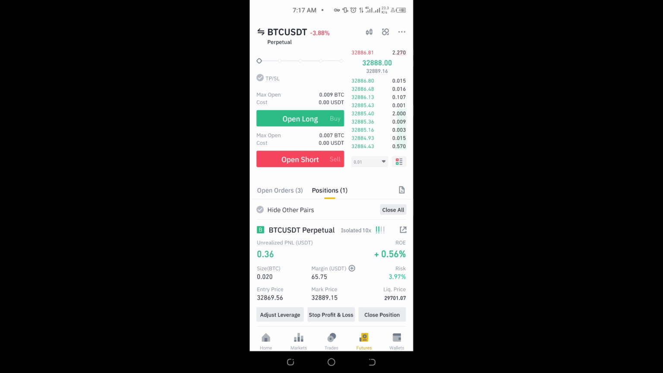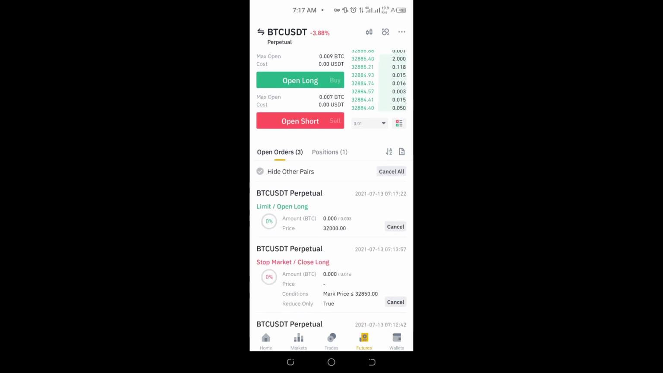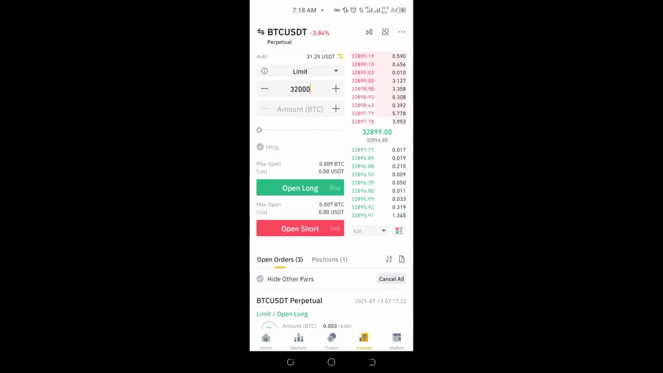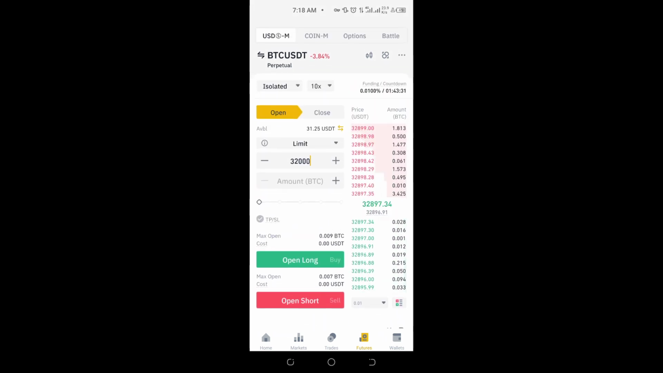Check it on open trades. So that is it. Limit, open long. So at 32,000, that means if the price of Bitcoin falls down to 32,000, the trade should execute as a buy trade. So you can actually set your own price that you want to deal with in the market. That is possible with a limit, and also the spot, also the stops work similarly as a limit.